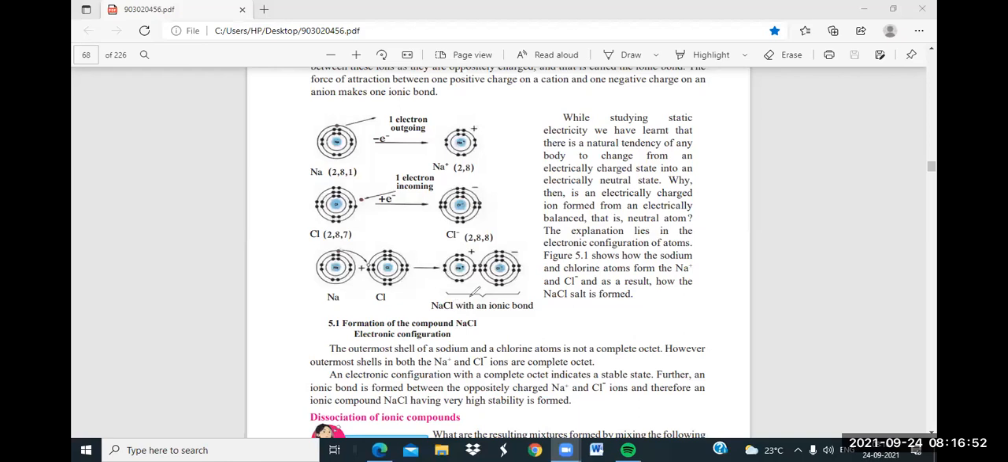Now, this depends on the electronic configuration. It's very important.